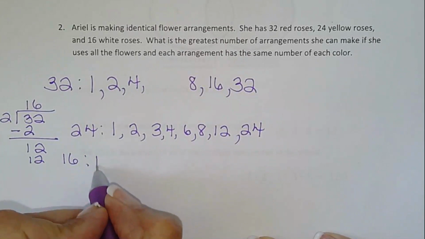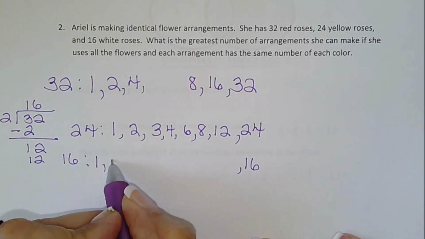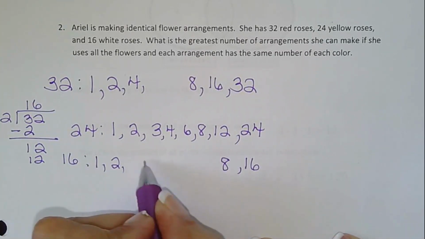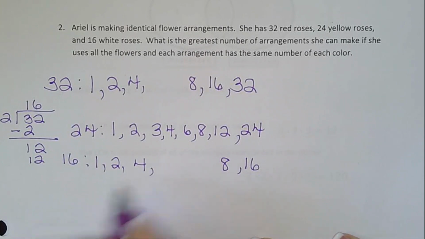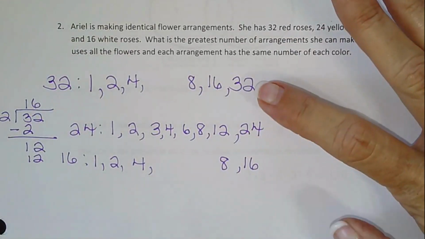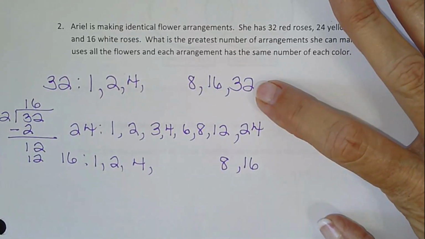So 1 times 16 is 16. 16's even, so it's divisible by 2. 2 times 8, and then 4 times 4, which you don't have to list twice. And because it's 4 times 4, we already met in the center. So just start going down the list. It doesn't matter which list you pick. Just pick one and start looking for that.